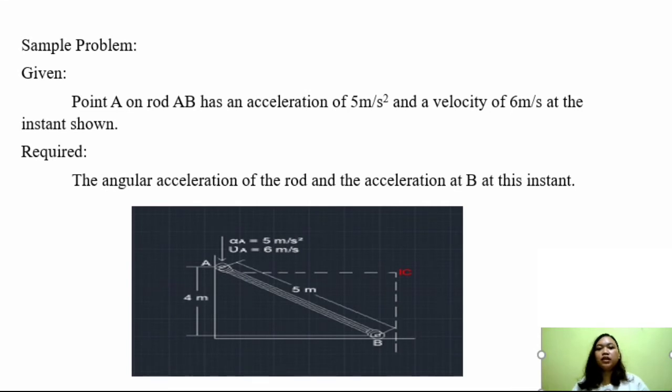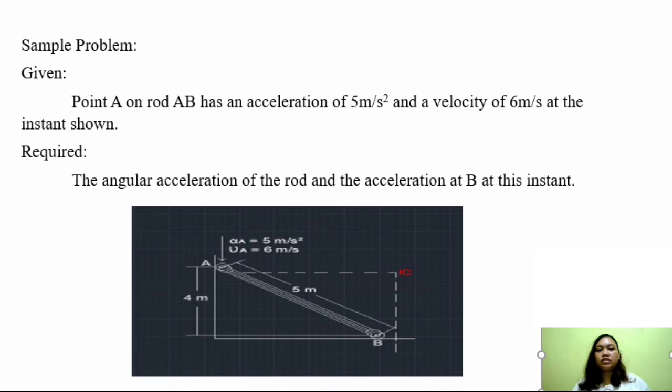Example that requires the application of the relative acceleration equation under planar kinematics of rigid bodies. In applying the relative acceleration equation, the two points used in analysis, point A and point B, should generally be selected as points which have a known motion. So, as you can see in the figure given, we have points A and B on rod AB.